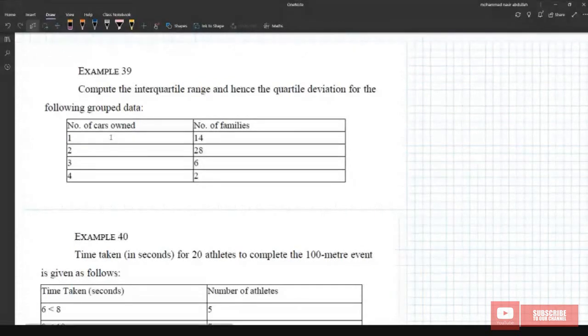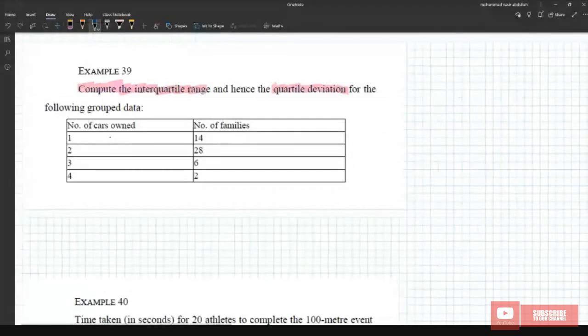Right. So, computation of interquartile range. We need to compute the interquartile range and hence the quartile deviation for the following grouped data. This is very simple. I just don't want to do repetitive work, so this is your homework. You need to find quartile number 1 and quartile number 3. I will give you the answer: quartile number 1 is equal to 8 seconds.